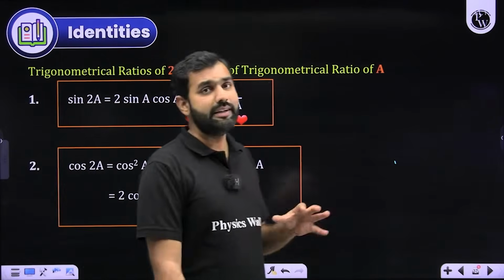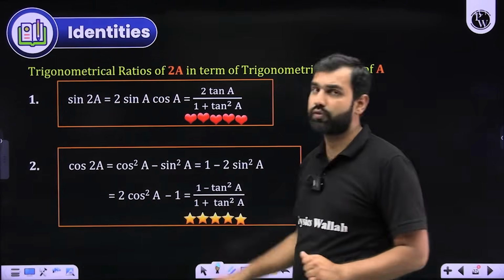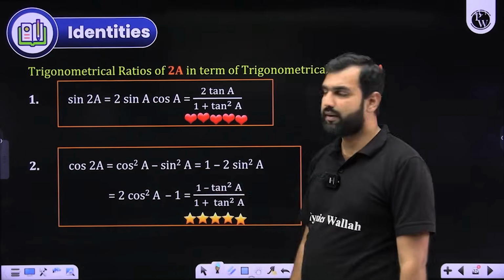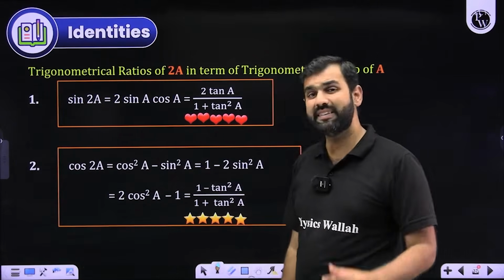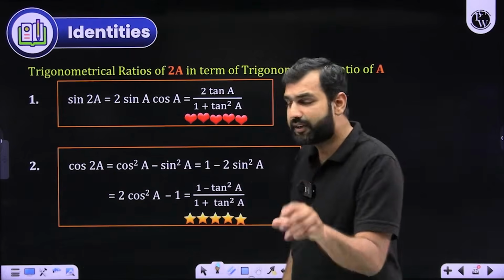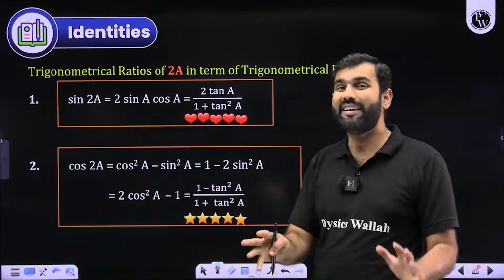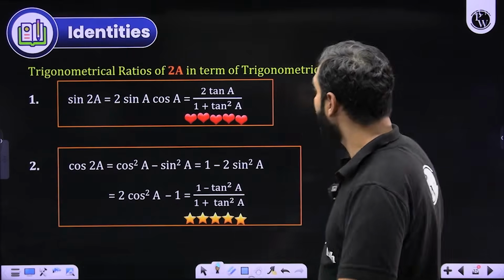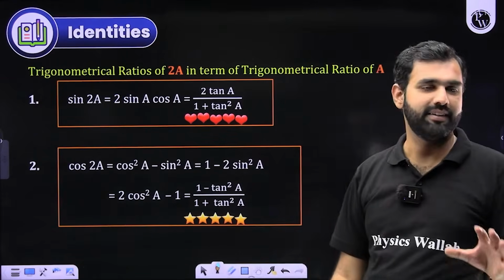Because sometimes we need to convert cos 2a solely into a cos formula, solely into a sine formula, sometimes into cos and sine both, and sometimes cos 2a needs to be written in terms of only tan a. So that's where you need to have all these identities with you. Are you getting this result very clearly?